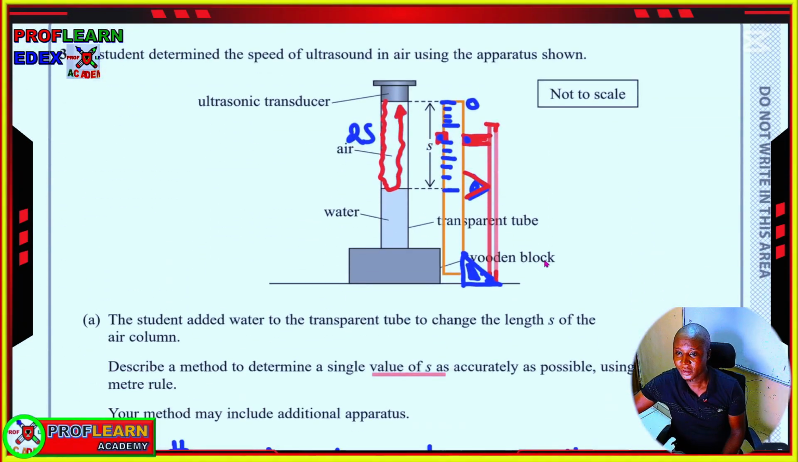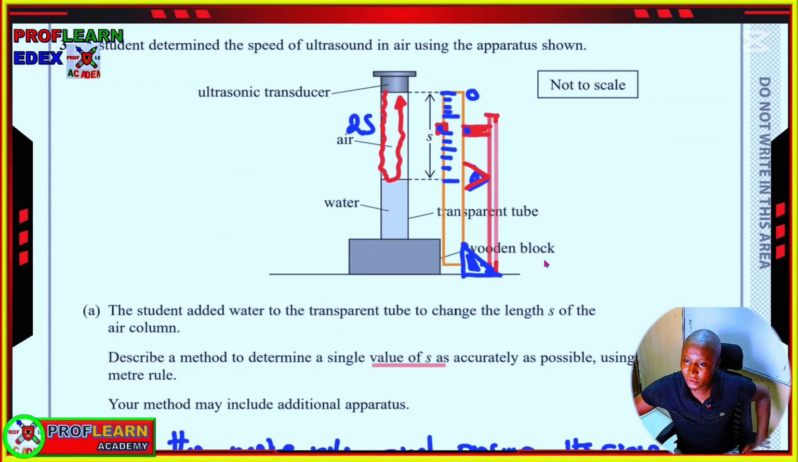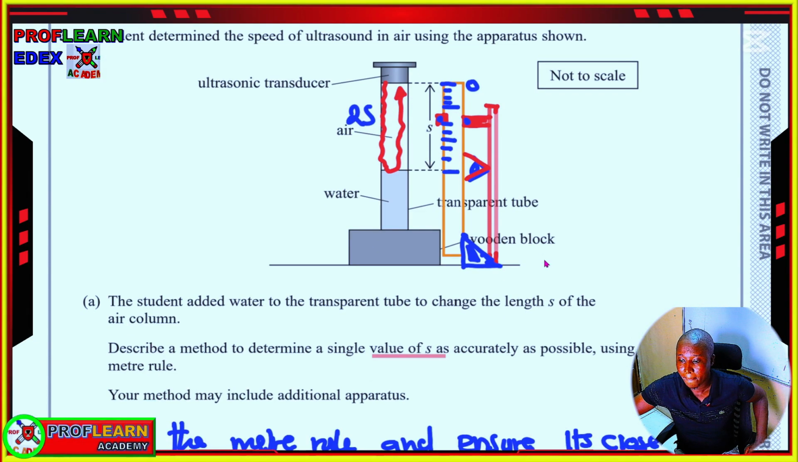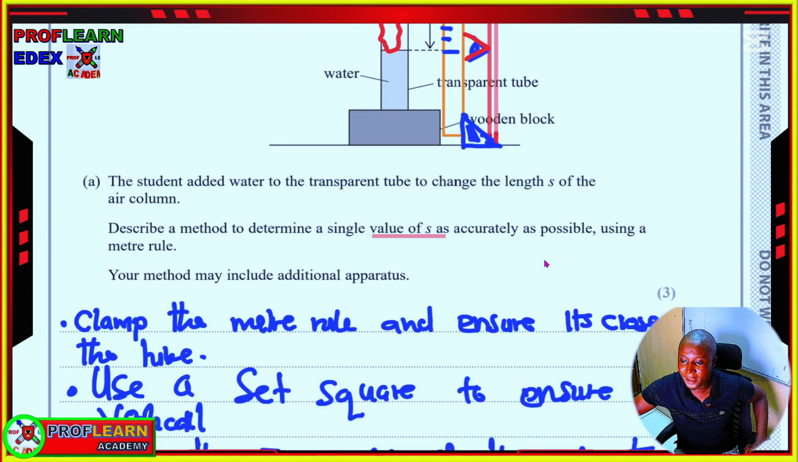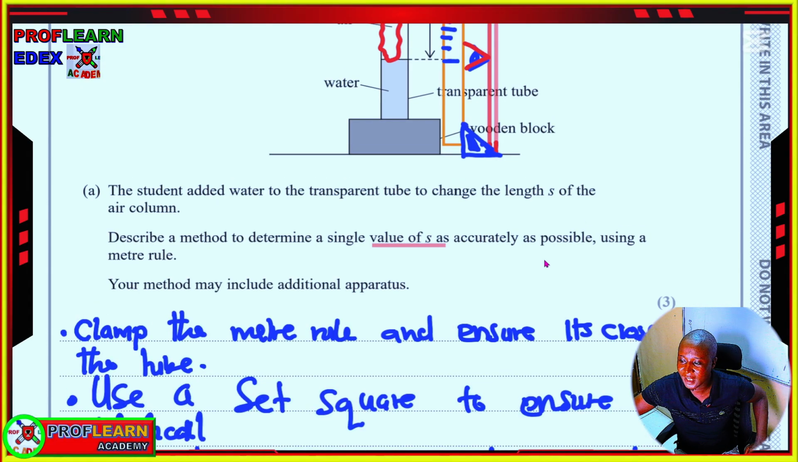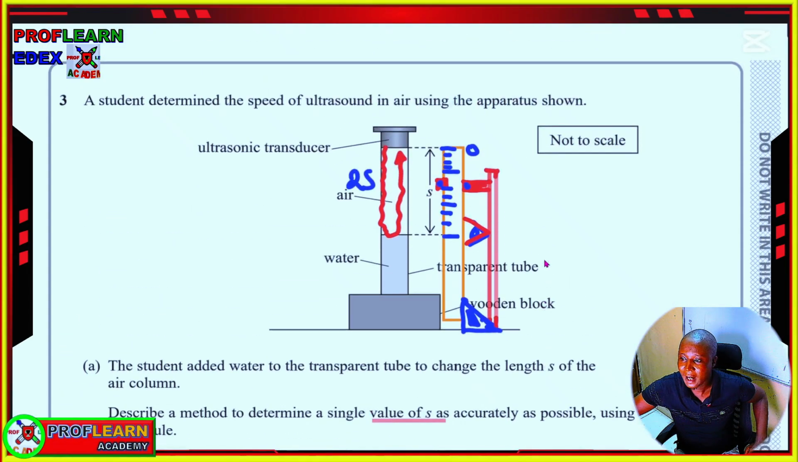We have question 3, whereby we are told that a student determines the speed of ultrasound, and you are supposed to describe the method to determine a single S accurately using a meter rule. How do you use a meter rule to make an accurate measurement? This is a question that is going to repeat in many papers, and I'm going to show you different papers where the same question is asked.